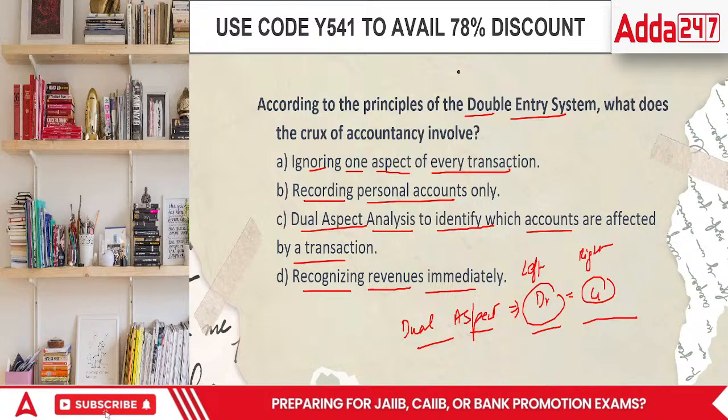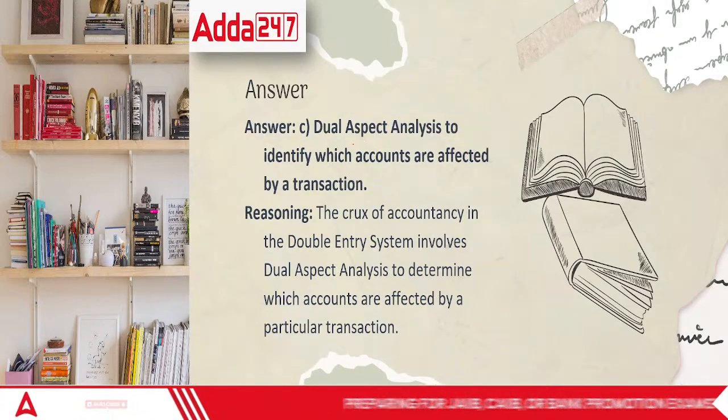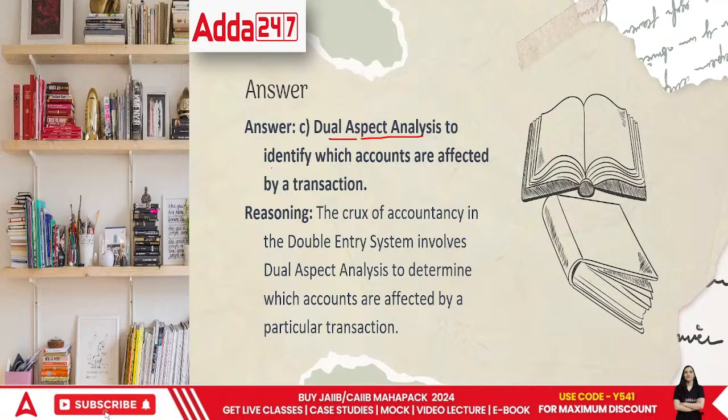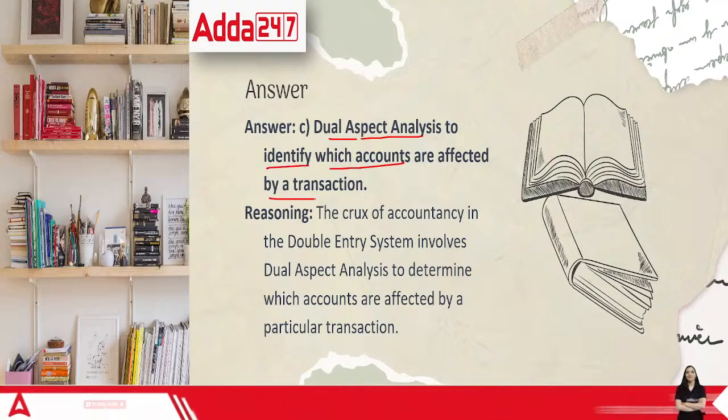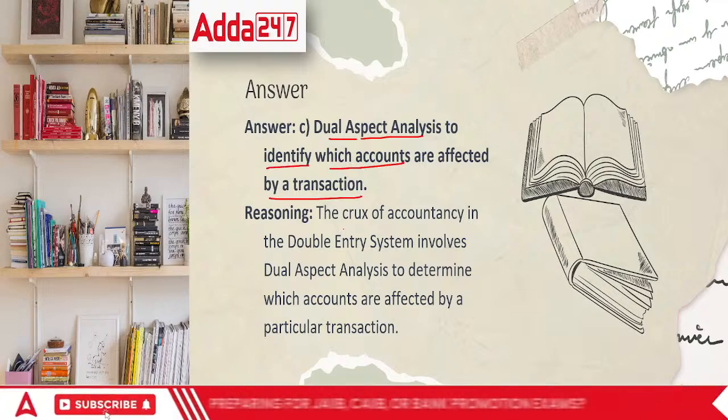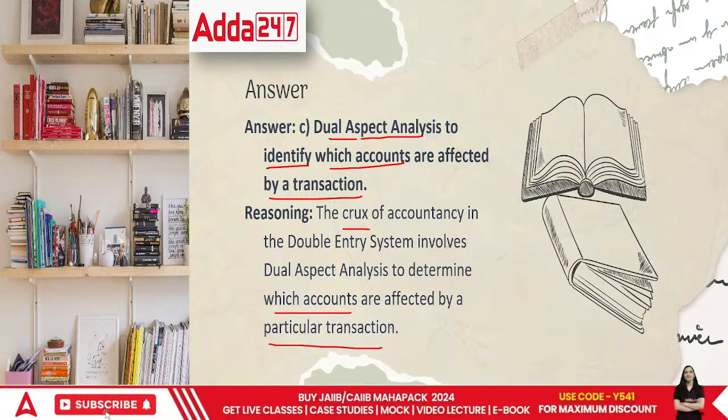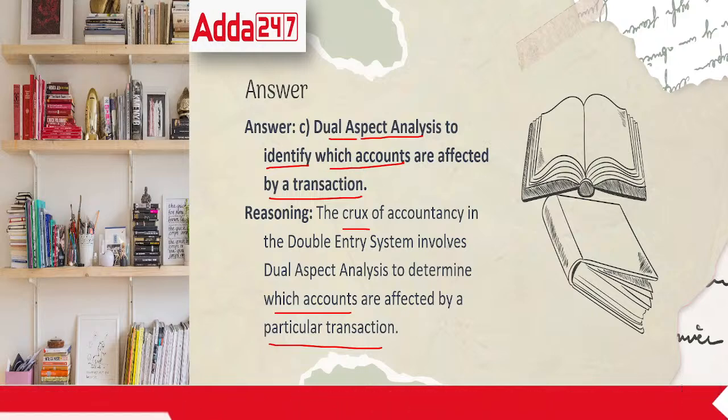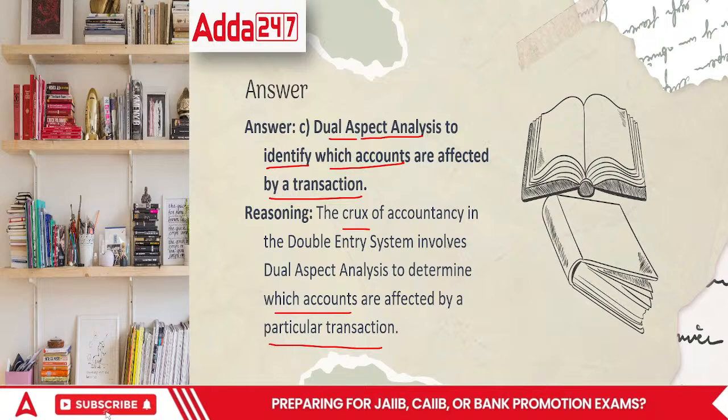So what would be the correct answer? The correct answer would be dual aspect analysis to identify which accounts are affected by the transaction. The crux is basically that both sides are affected by a particular transaction. Done?